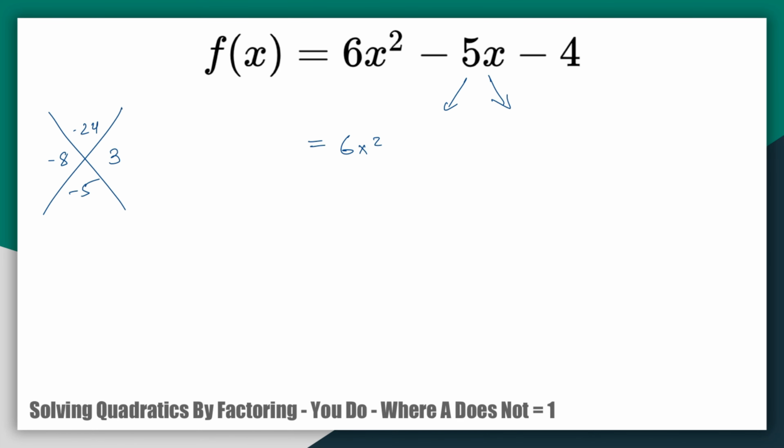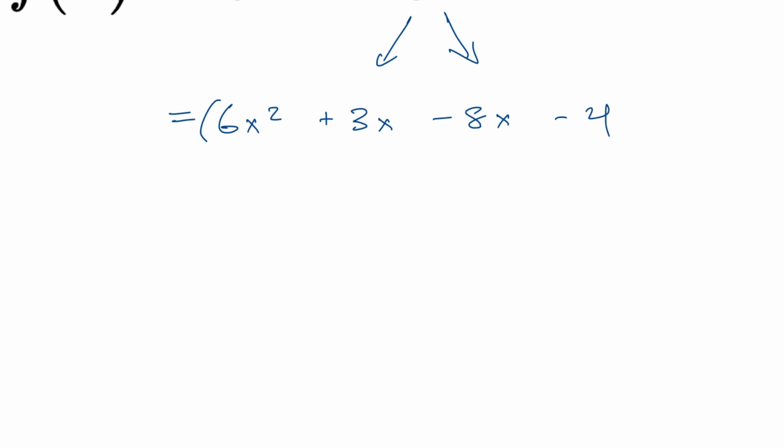I'm going to put the 3 first because I want to do the greatest common factor with 6 and 3, and then with 4 and 8. So I'm going to go plus 3x and then look, minus 8x. Notice how that negative made it in there? Minus 4. Ooh, I like this one. Then I'm going to factor by grouping.